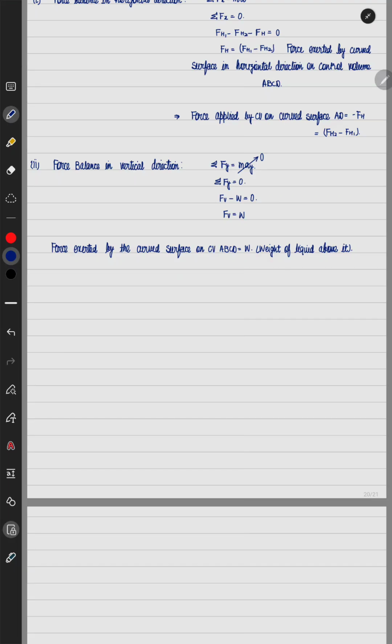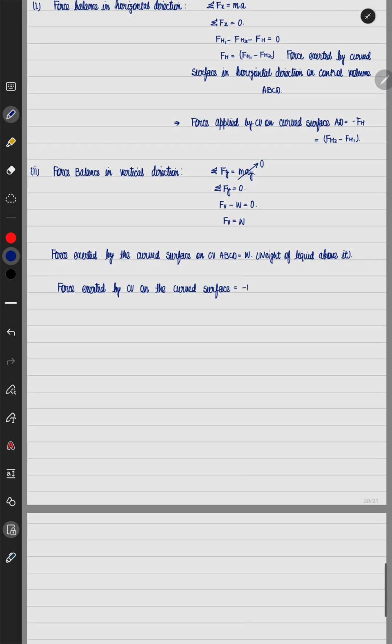So what is the force exerted by control volume ABCD on the curved surface? It is equal to minus W. This is by Newton's third law of motion.